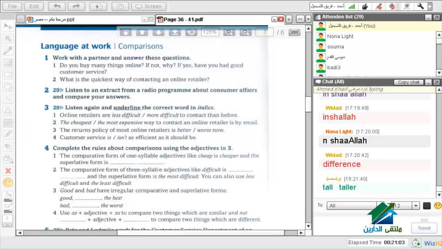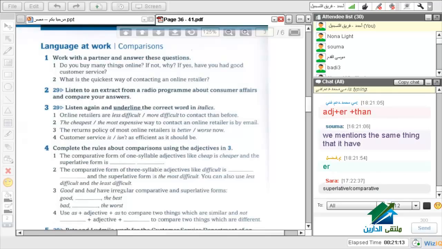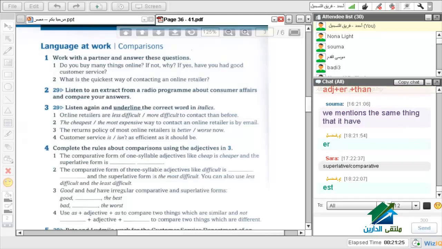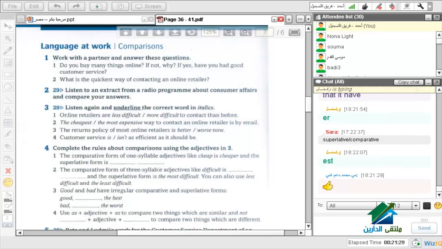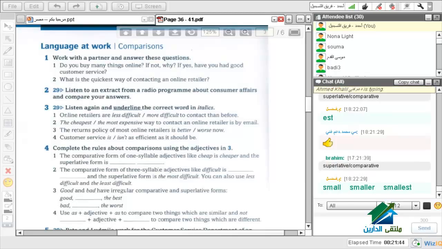So, can you tell me what is the type? Good job, Sarah, the best answer here. Superlative and comparative. The comparative one, when you compare between two things or two persons, that we call comparative. Superlative, when you are comparing something with a group of things or group of people, you can say. So let's practice exercise number 1 and we will check.